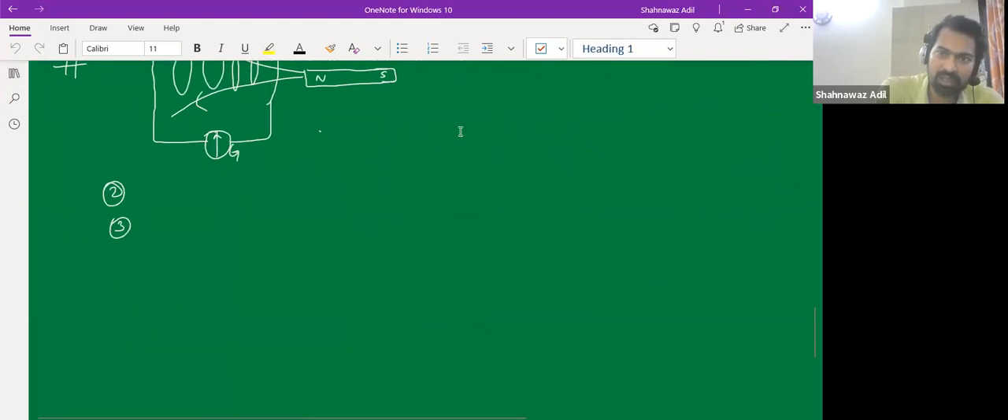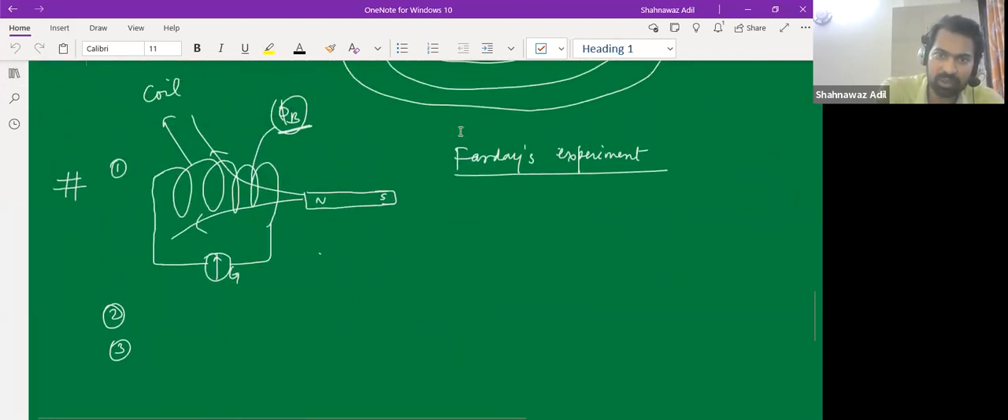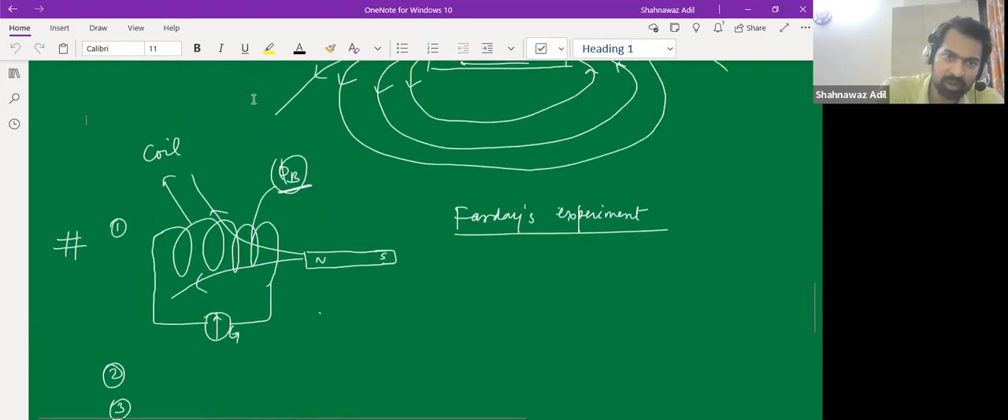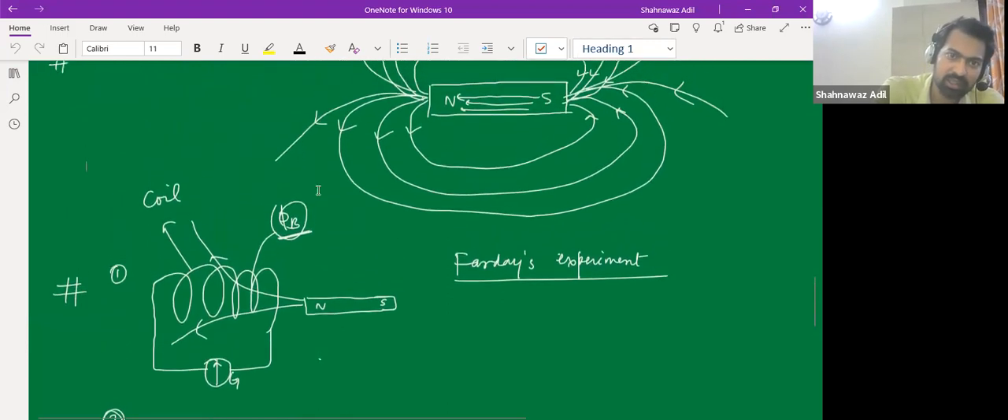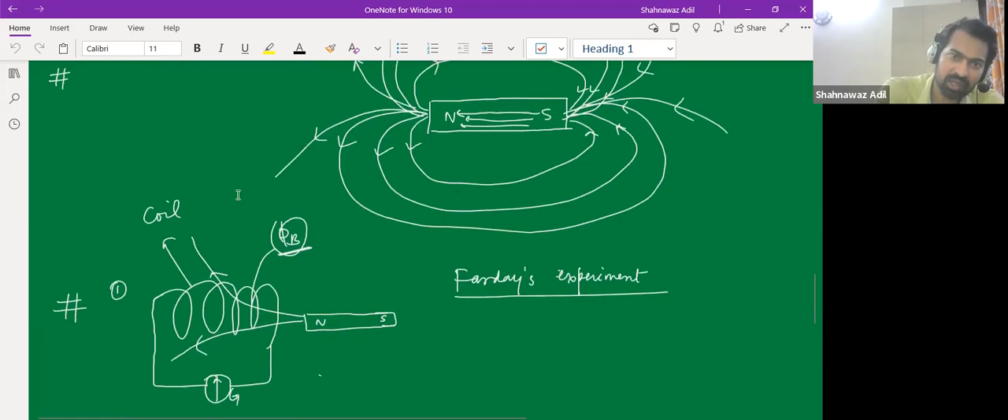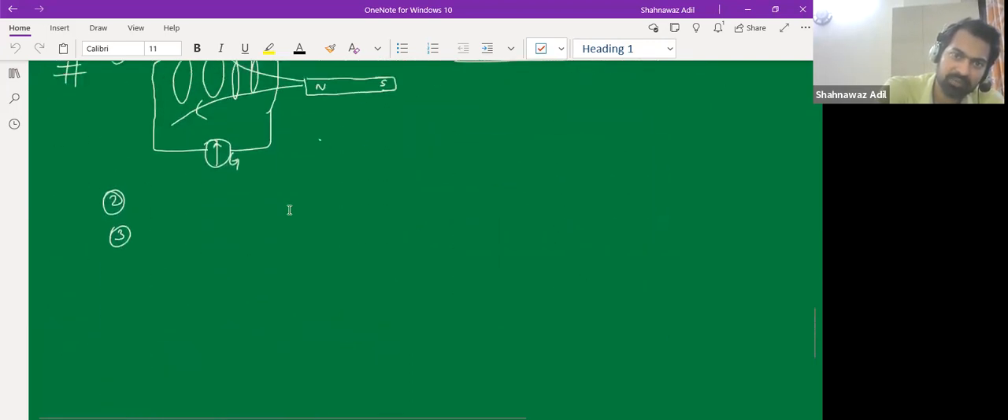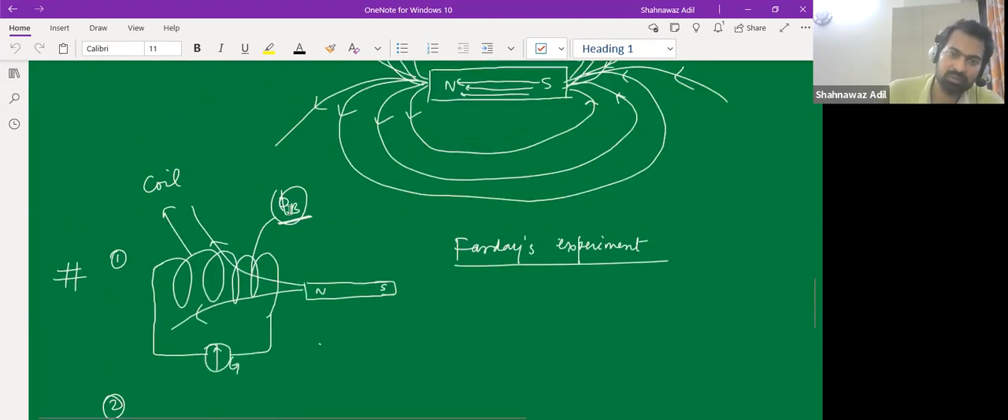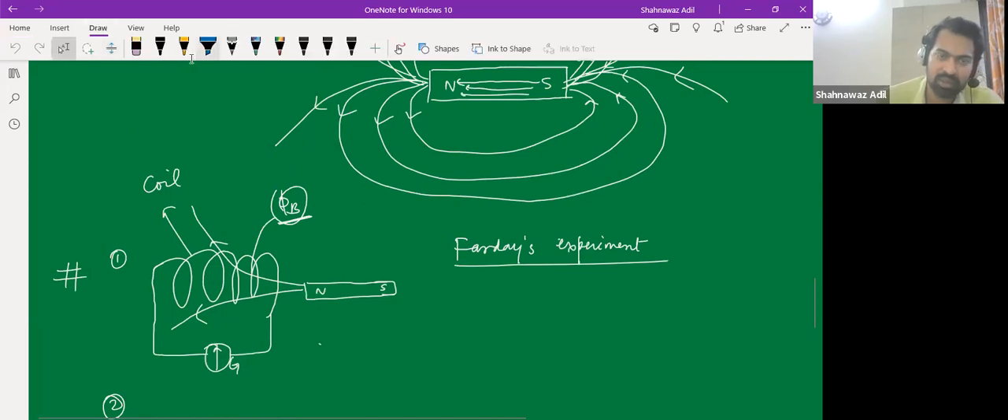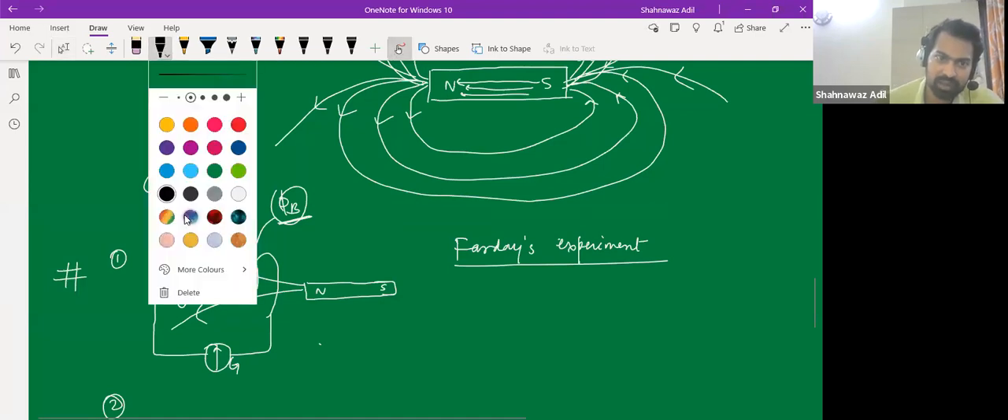So before we start Faraday's experiment, let me talk about some resemblance with the electric flux. Can you guys tell me what the electric flux in a closed surface was? Zero. Yeah. What did you say, Aisha? Zero. Electric flux inside a closed surface.